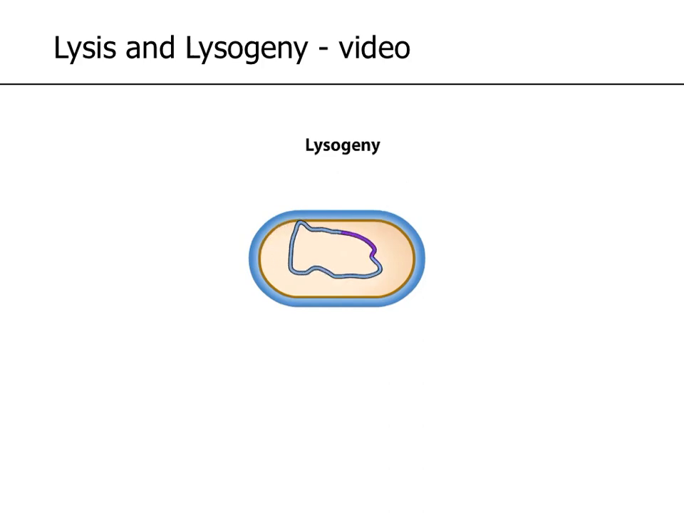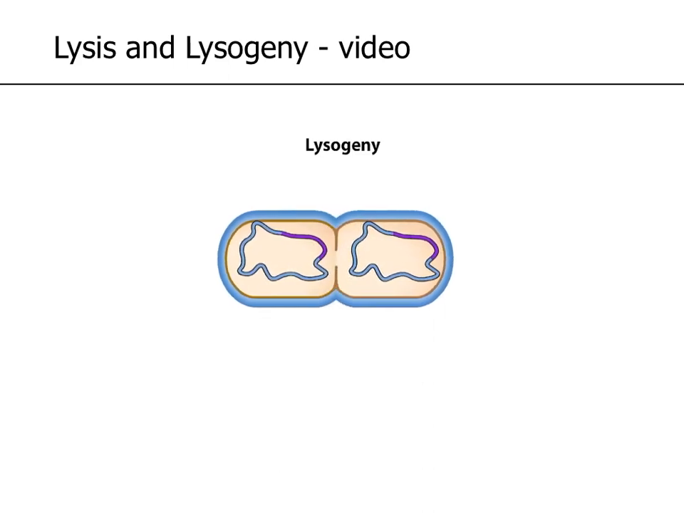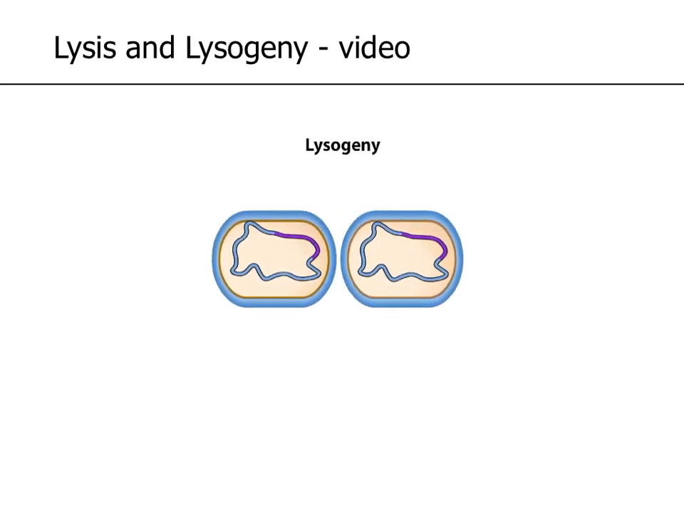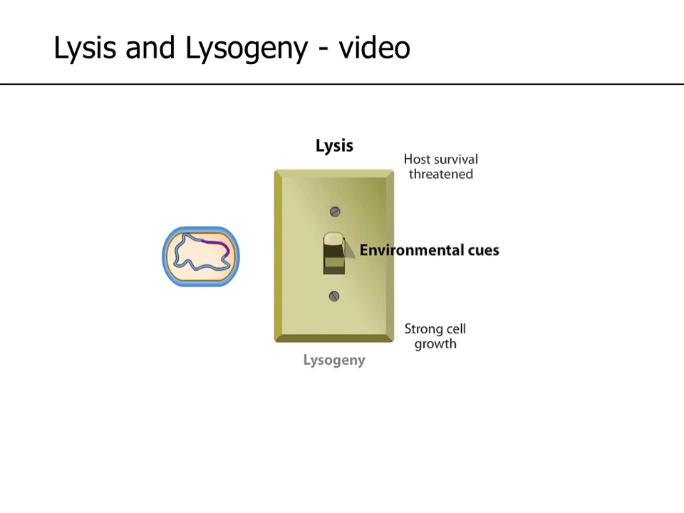Lysogeny is a condition in which the phage genome is replicated along with that of the host cell as the host reproduces. Implicit in the term lysogeny is the ability of such a strain to generate a lytic burst of phage. The regulatory switch between lysis and lysogeny responds to environmental cues. That is, how likely is it that the host cell will survive and continue to propagate the phage genome under present environmental conditions? If the cell's growth is strong, it is more likely that the phage DNA will remain inactive, whereas events that threaten host survival will trigger a lytic burst.